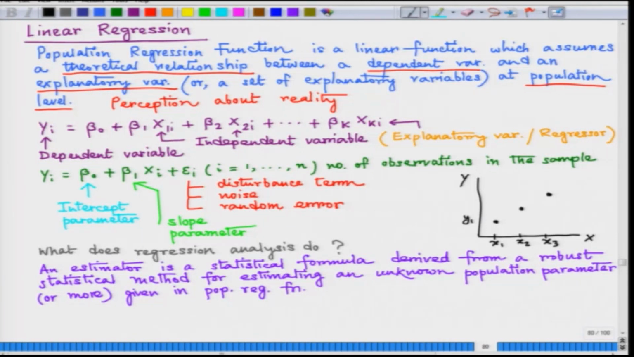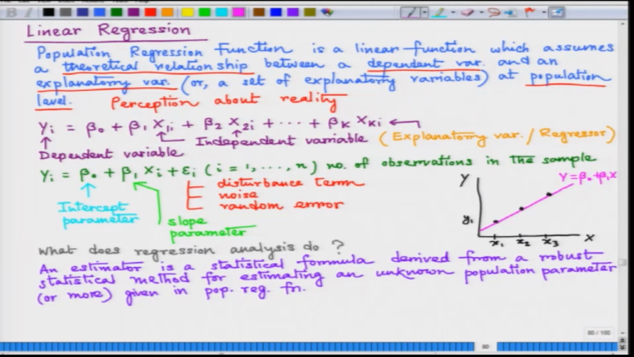So, basically the population regression function is a straight line which joins these points, and this is the true relationship between y and x. So, basically one can write y equal to beta naught plus beta 1 x. Okay.